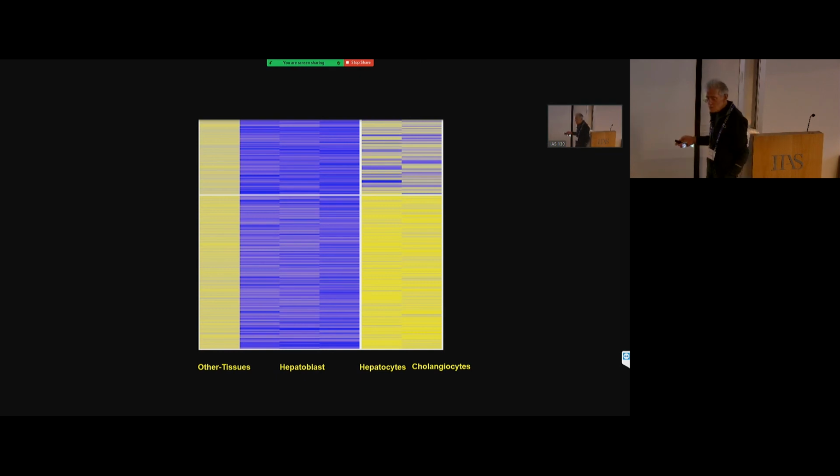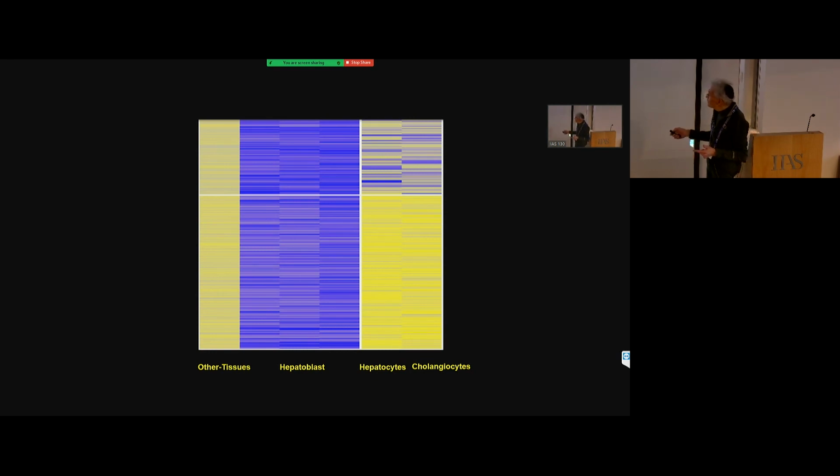So I just want to show you that what I showed you about what happens during development, that we get demethylation and then remethylation, occurs in other places as well. Here's an example: we isolated hepatoblasts from 11.5-day embryos. These are the precursors of hepatocytes and cholangiocytes.